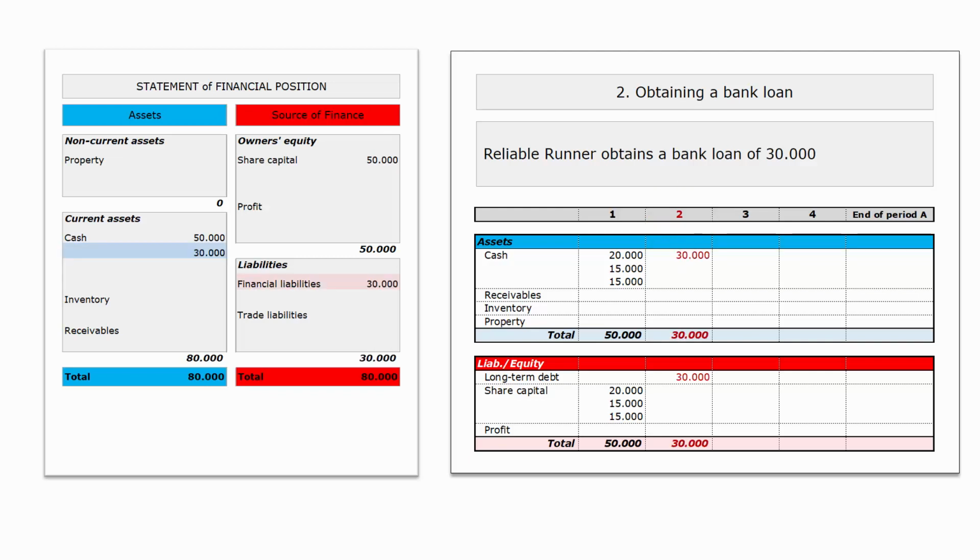Assuming this money is put into the company's bank account, we see an increase in cash resources and an increase in financing. But here it is long-term debt financing. The company now has total assets, all cash, of €80,000, while it has equity of €50,000 and liabilities of €30,000.